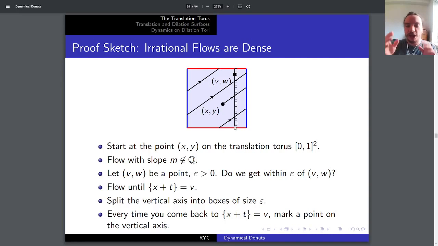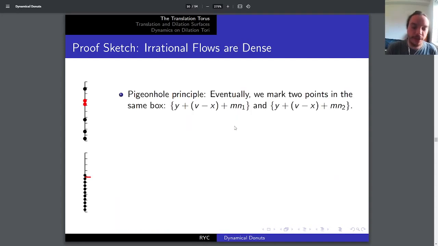We're going to think about this kind of meter stick, and we're going to keep flowing, and keep hitting this line over and over again. And every time we hit the line, we're going to mark a point in the relative box, right? So what's going to happen? Well, we're going to keep hitting the line over and over again. And eventually, we're going to hit the line so many times that we're going to make more marks on the line, more points on the line, than there are boxes.